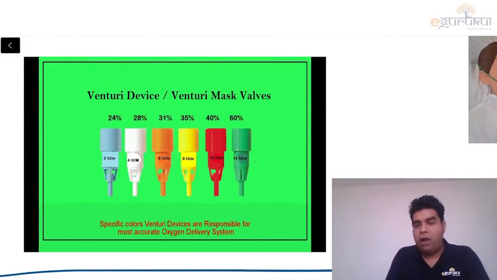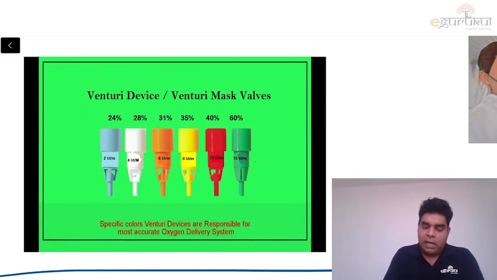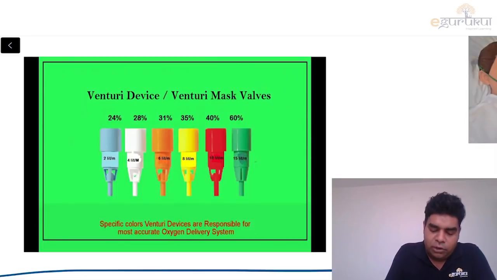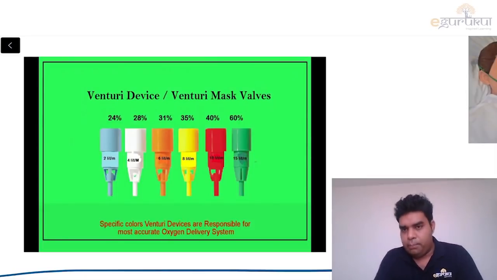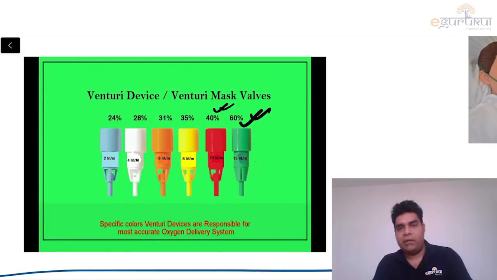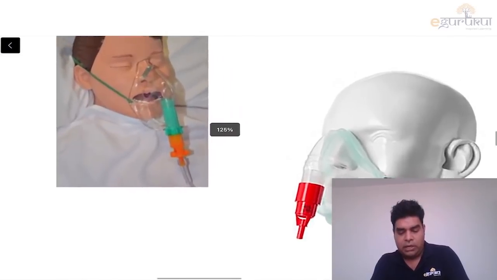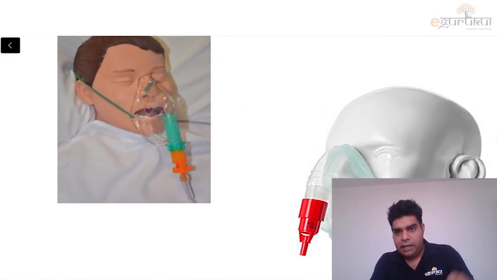If the Venturi valve is green in color, then it gives 60% FiO2. If it is red, then 40%, yellow 35, orange 31, white 28, and of course 24 is the light blue color. So mostly we use the green one with 60% because that's the maximum we can get. Okay, but sometimes we can also use the red one with 40%. So these are the various images showing you the use of the Venturi mask in patients.